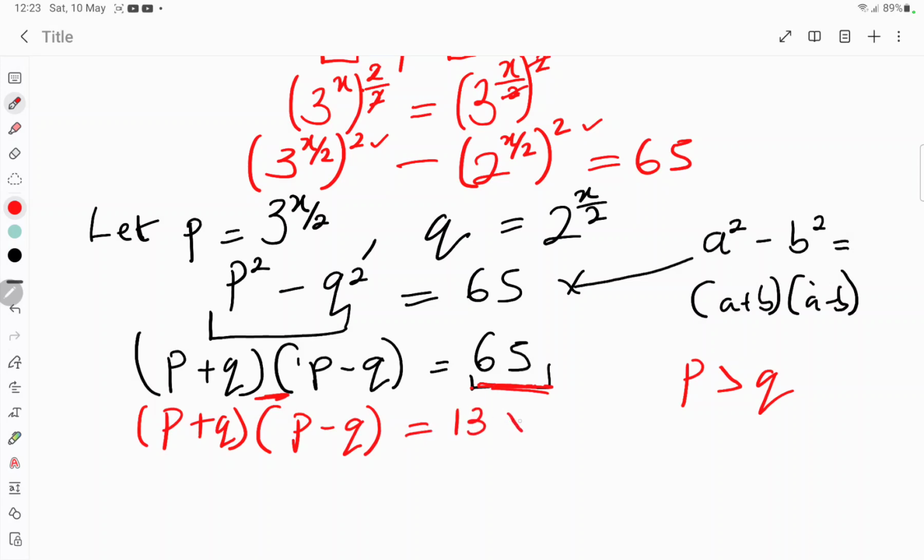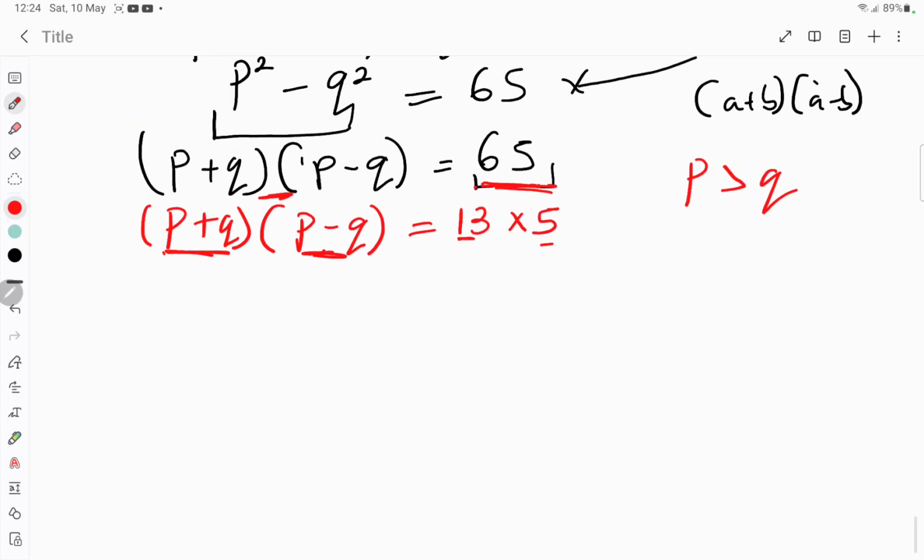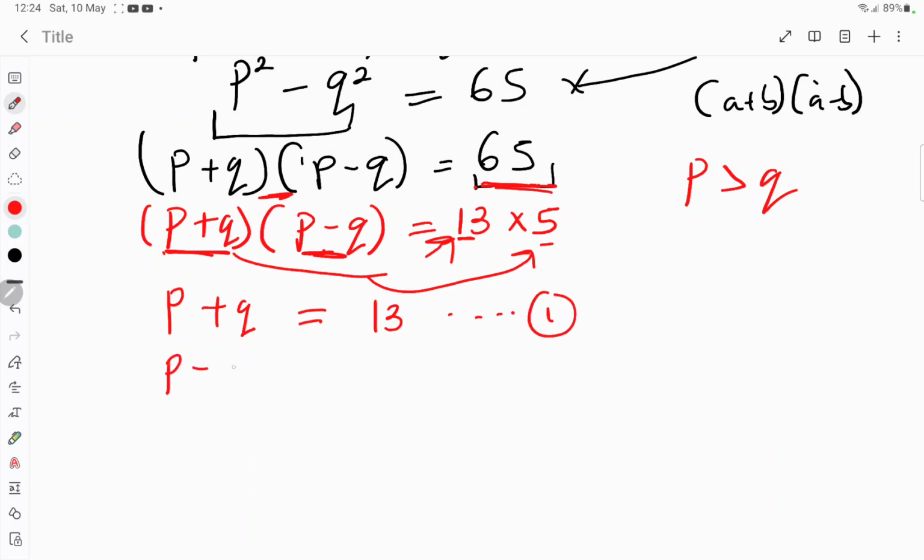If you do 13 times 5, you are getting 65. Because 13 times 5 is 65. And clearly, when you sum these 2, you are getting 13, and if you subtract these 2, you are getting 5. So we now apply simultaneous equations, comparing it so that p plus q is 13 and p minus q is 5. So we have p plus q is equal to 13, and this will be equation 1, and p minus q should be equal to 5, and this will be equation 2.